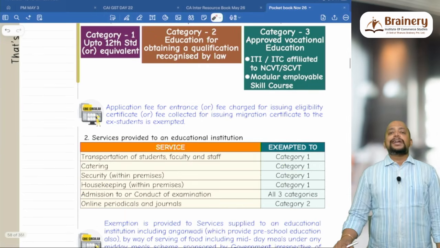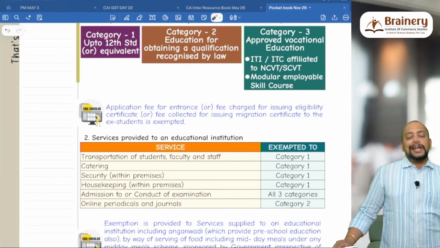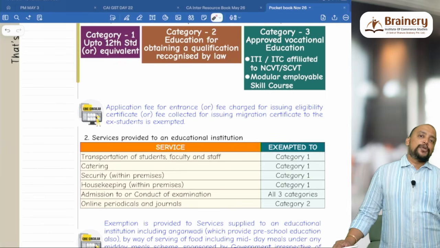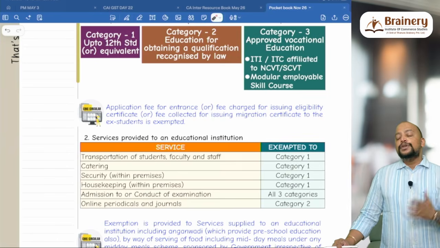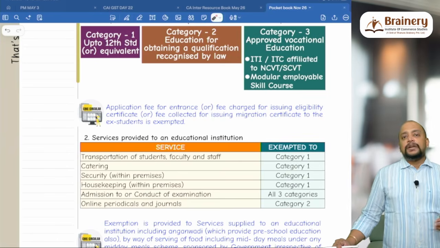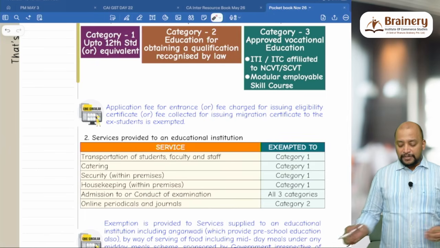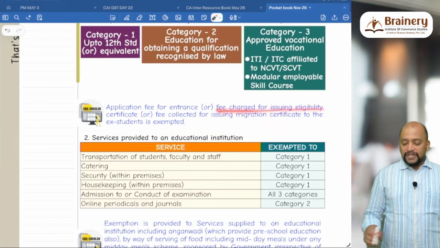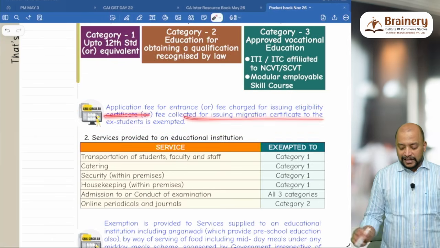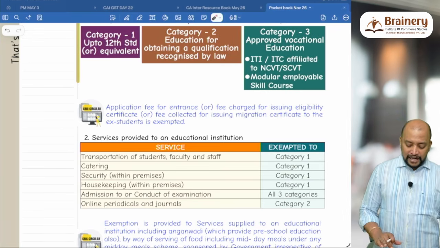And what about the application fee or entrance fee, etc.? So prospectus fee, all these are exempted because that is with respect to prospective students, and even those who complete the qualification and they leave. So those leaving students will be collecting TC or migration certificate. For that the charges will be exempted. But only remember, application fee for entrance or fee charged for issuing eligibility certificate, fee collected for issuing migration certificate to ex-students, that is only exempted under this circular.